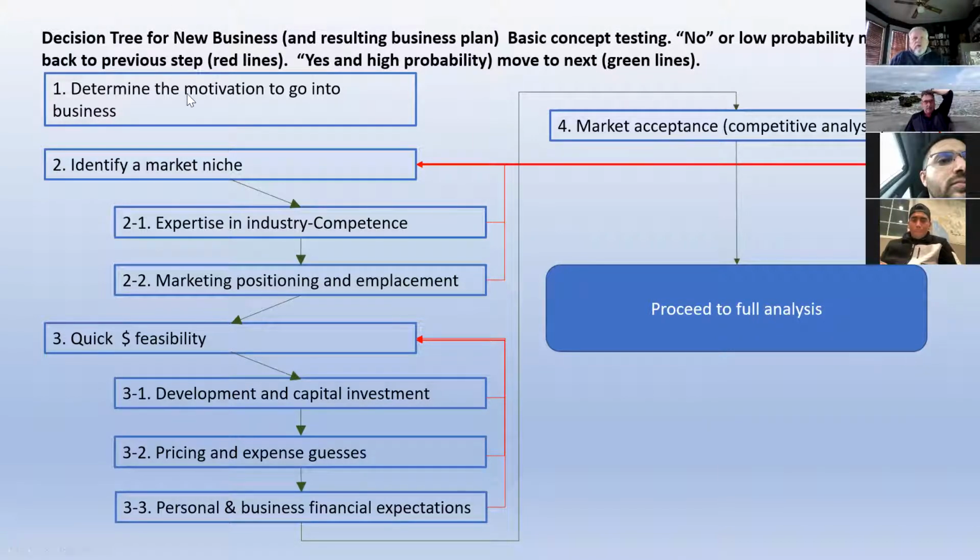So the first thing that we have here is you need to determine the motivation to go into business. There are a lot of people who have different motivations, but just because it's so hard to succeed, it's a good idea to really examine if that's who you are.